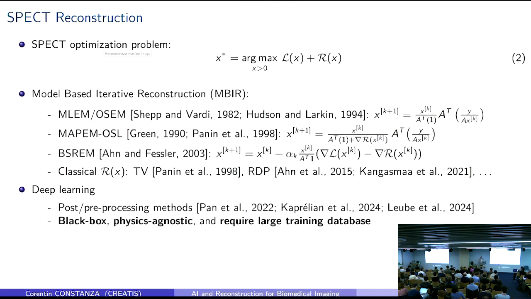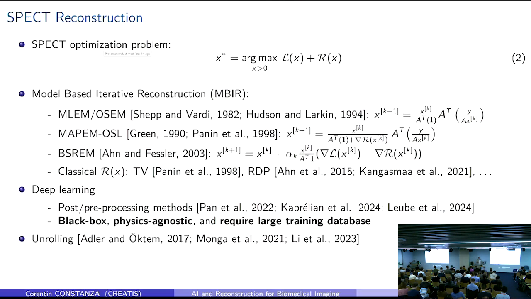Mainly, they are black box, so there is a lack of interpretability. They are physics agnostic, so they try to reinvent the wheel because we really know well the physics of these kinds of problems. They require large training data sets, which is a real problem in SPECT because we don't have access to ground truth. So for that, we are interested in unrolling methods that try to solve all of these problems in one.